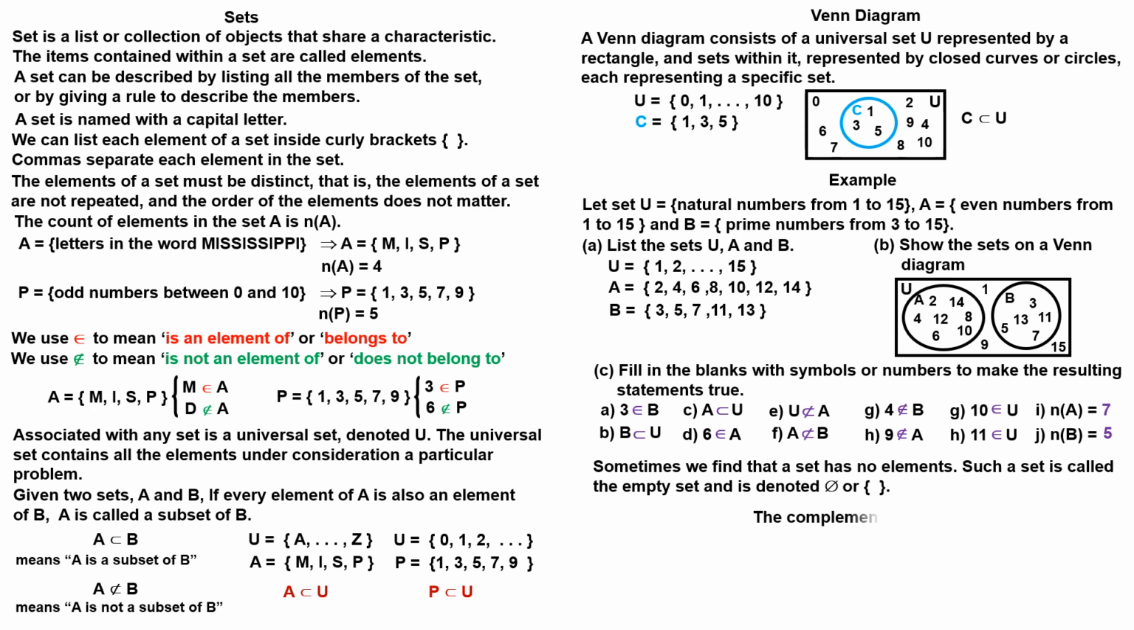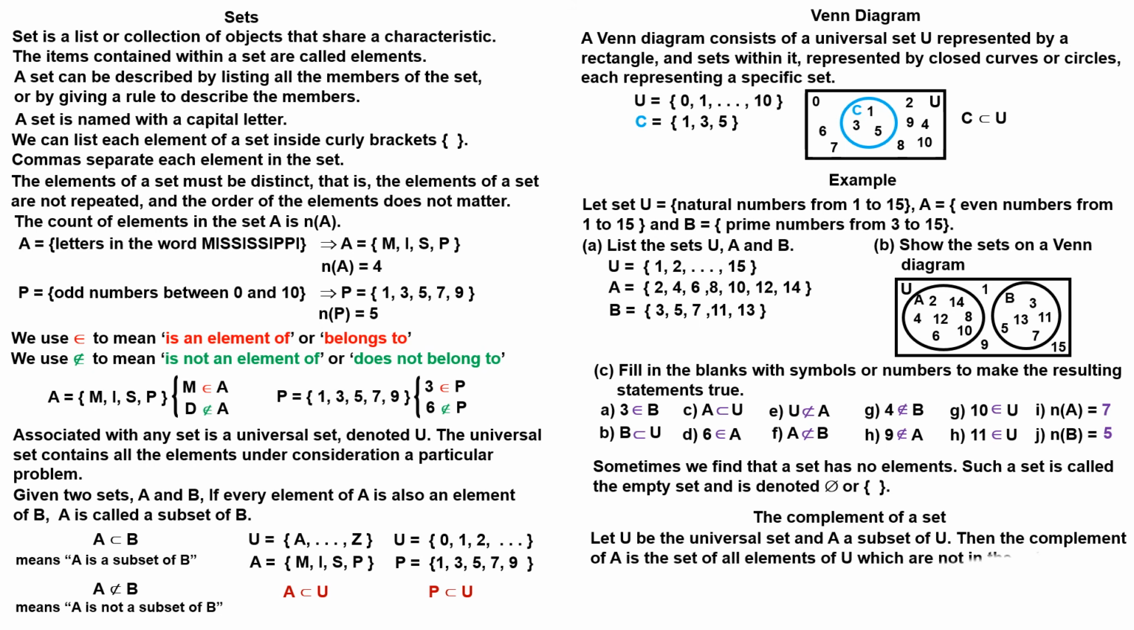The complement of a set. Let U be the universal set and A a subset of U. Then, the complement of A is the set of all elements of U which are not in the set A. For example, let U be the set of numbers 1, 2, 3, 4, 5, and the set A be the set of 2, 4, and 5.